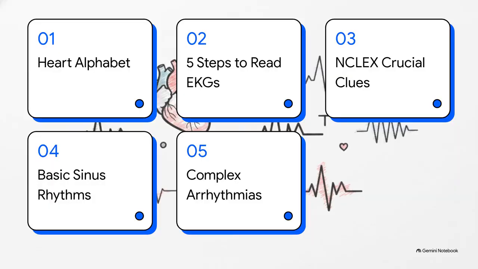1. The alphabet of the heart. 2. 5 steps to read EKGs. 3. Crucial clues for NCLEX. 4. Navigating basic sinus rhythms. And 5. Decoding complex atrial arrhythmias.